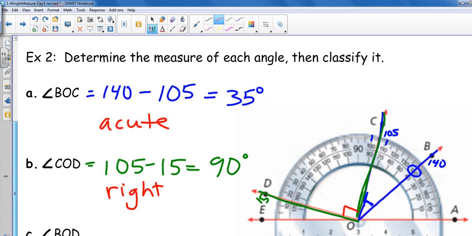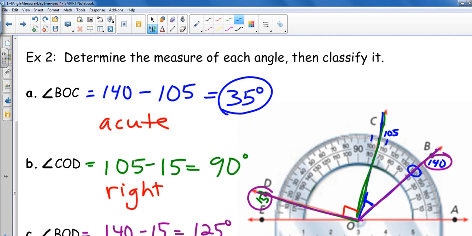And the last one there, angle BOD. So I'm looking for BOD. And I'm actually noticing that that is the combination of the 2 that I already highlighted. So I've got 2 options here. I can go with my 140 and my 15, do a simple subtraction here, giving me 125 degrees.